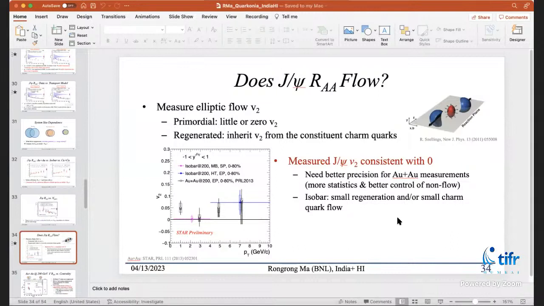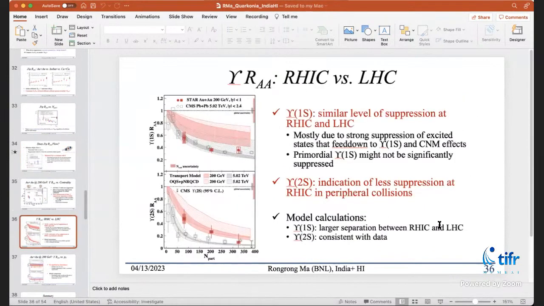And Debashish? Yeah, can you hear me? Thanks, Rongrong, I can hear you. Thanks for the very nice talk. It has come a long way since Quark Matter 2008, when I had the privilege to show the first results from RHIC. Having been involved in both ALICE and the LHC, I find one of your slides a bit confusing, where you said that the epsilon 1S is almost falling on the same line at the LHC and RHIC. Have you checked with other systems, for example uranium? Do you have results for epsilon still?